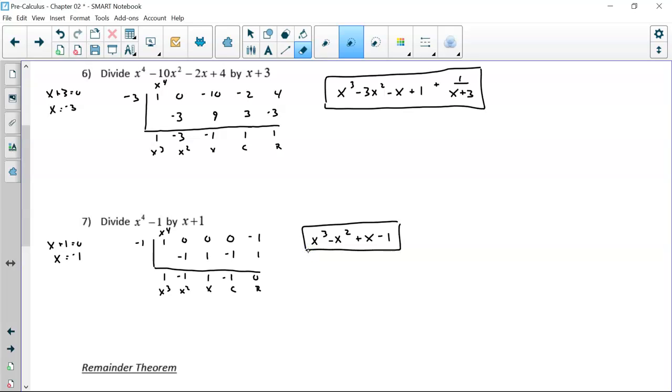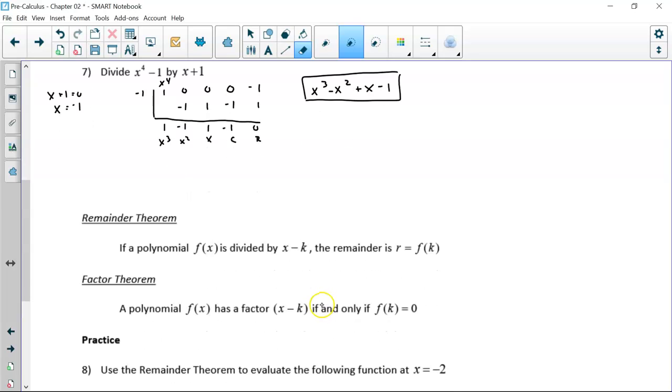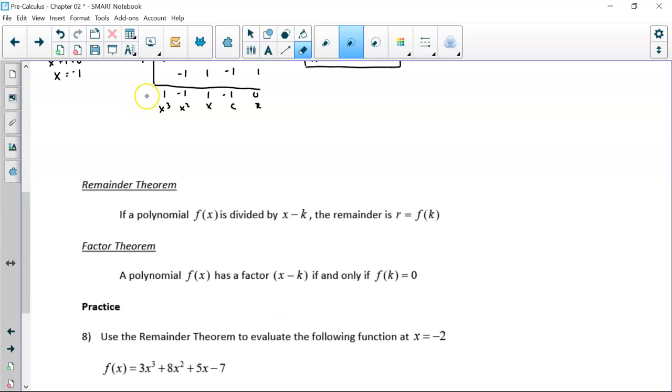That is synthetic division. Now we can use this division for what's called the remainder theorem. What the remainder theorem says is that our remainder is the value of the function at the given value of k. When you input that value of k, the remainder is going to be what you would get if you evaluated that function.